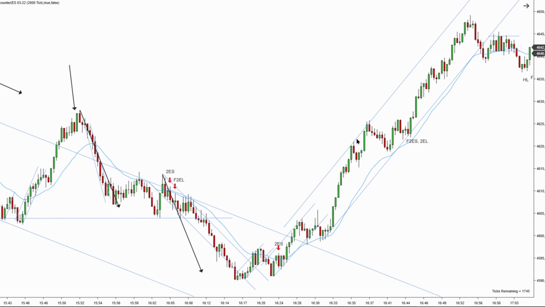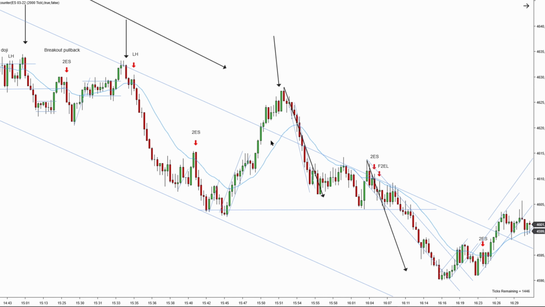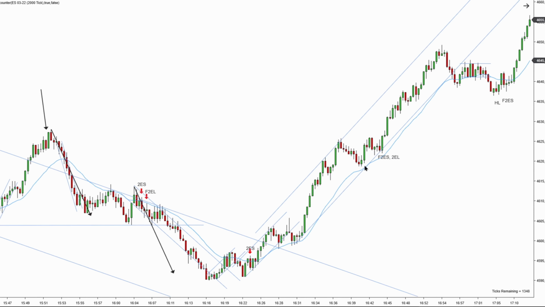So the only thing at this point you're looking at is a second entry long at the key entry points. Here you're looking at a second entry short at the key entry points, or you're looking for a second entry long at the key entry points.